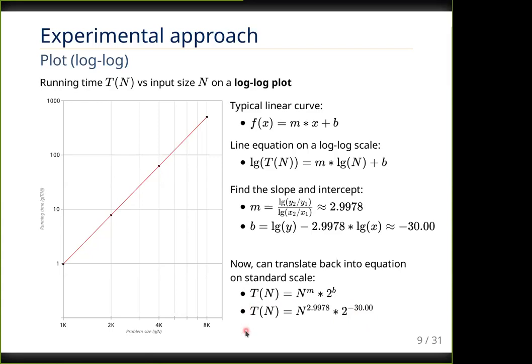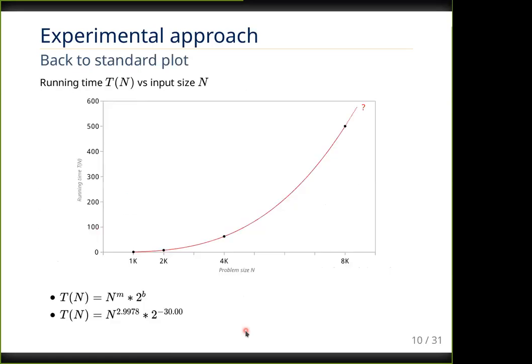So let's go back to the standard plot, the one that I showed you in the beginning, where we're back to having our input size on a linear scale and the running time on a linear scale. And you remember we had this curve that was not linear because it was slightly bent.